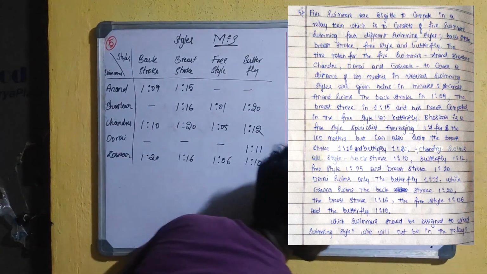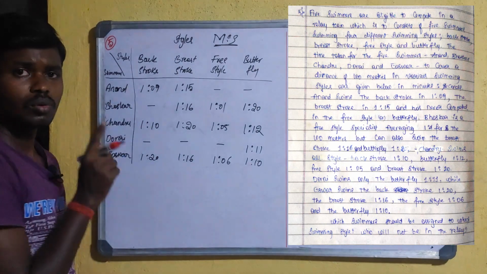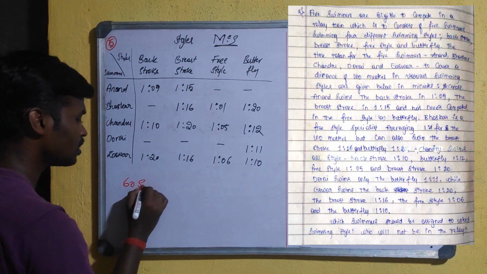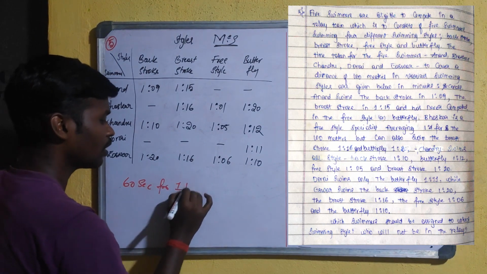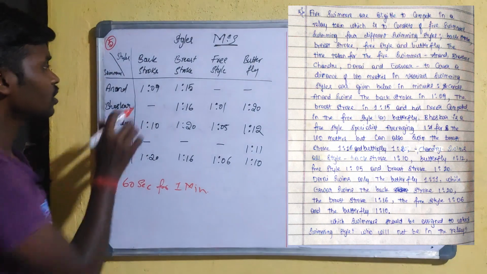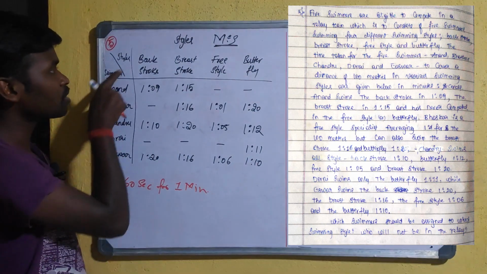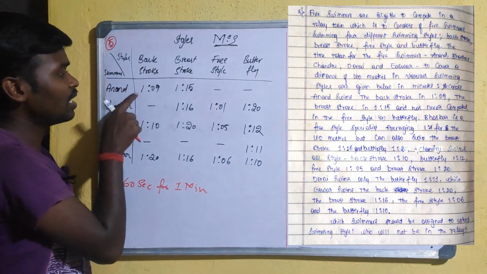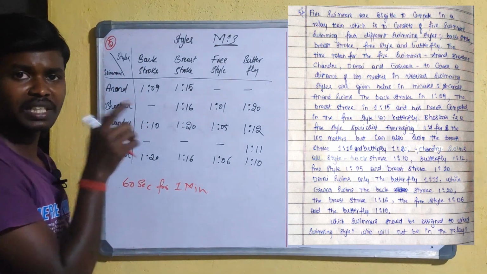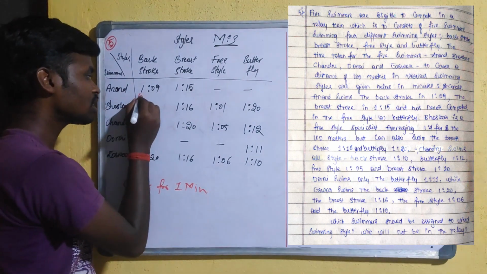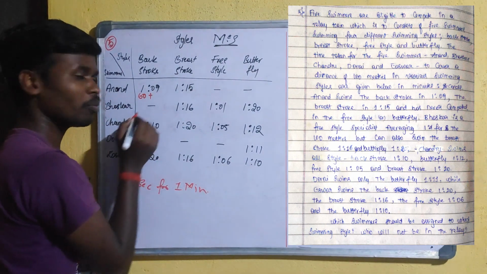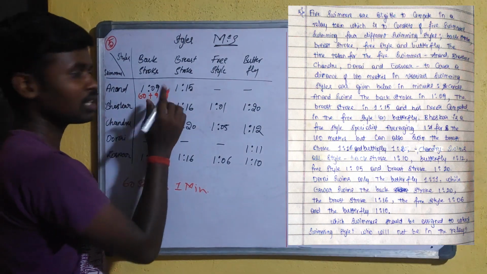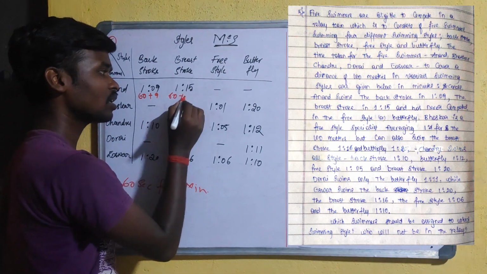See, how many seconds for 1 minute? That is exactly 60 seconds for 1 minute, right? So Anand participated in backstroke and he swims backstroke style in 1 minute and 9 seconds. 1 minute 9 seconds means 1 minute is nothing but 60 seconds, right? Plus how many additional seconds? That is 9 seconds. Similarly, 1 minute in the sense 60 seconds plus additional 15 seconds.